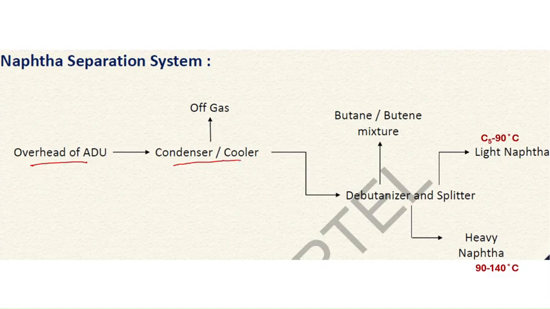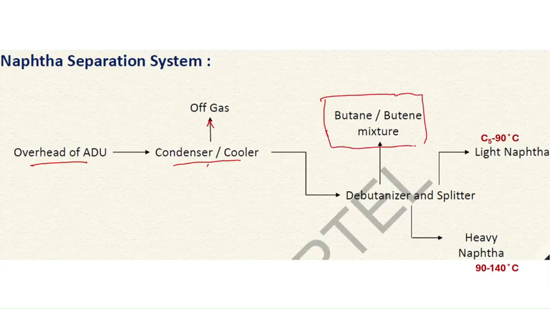It is taken to the condenser. Then some vaporization and condensation of these overhead vapors from the atmospheric distillation unit takes place by cooling, and the non-condensable gases are given off as off gases, and the lower cut, which is the liquid portion, is taken off to a debutanizer where separation of butane cuts happens.